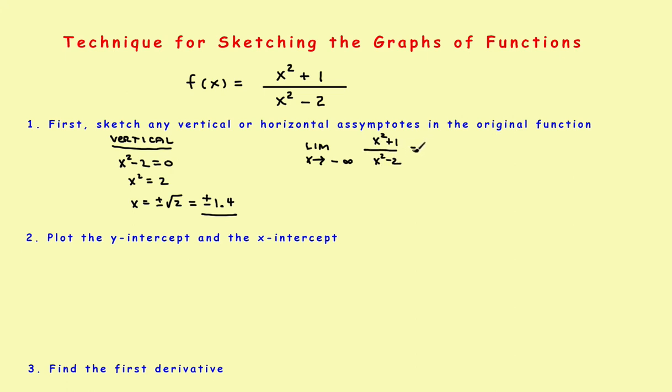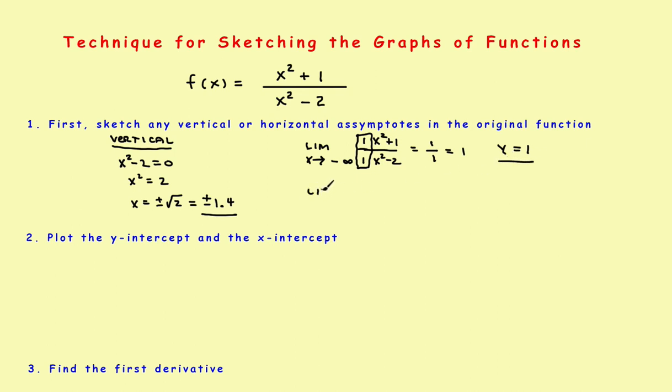Now, you might remember from your limit rules, as you let x approach infinity, if the power in the numerator is the same as the power in the denominator, the limit will be just the ratio of the leading coefficients. In this case, it's these coefficients right here, 1 over 1. So this will turn into 1 divided by 1, which is 1. What this means is, as you go way off to the left, you'll have a horizontal asymptote approaching the line y is equal to 1.